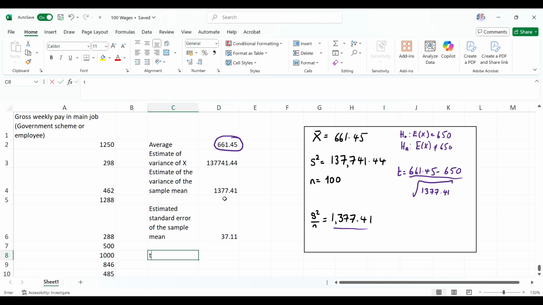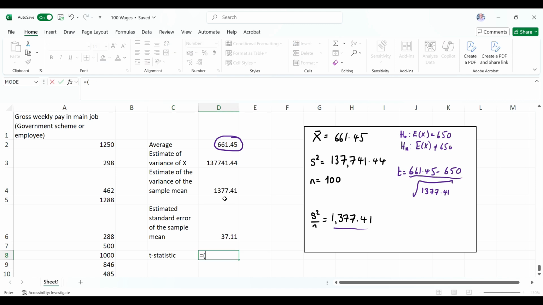Finally, we can construct our t-statistic, which is just equal to, and make sure you use the brackets here, our estimated population average, which is 661.45, minus our hypothesized value, which was equal to 650 here, divided through by the estimated standard error, which gives us a t-statistic equal to 0.31.